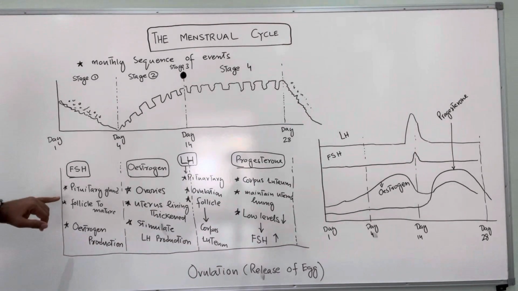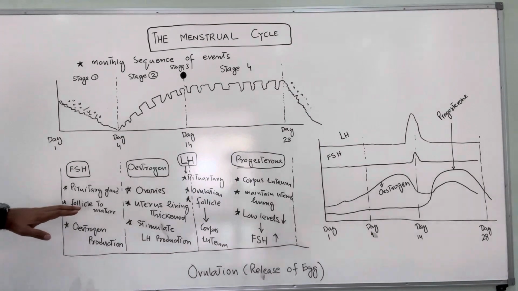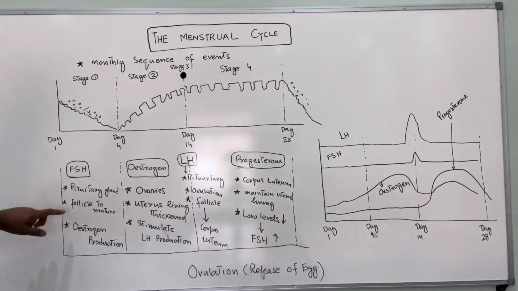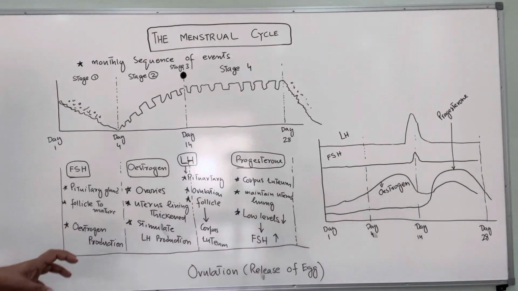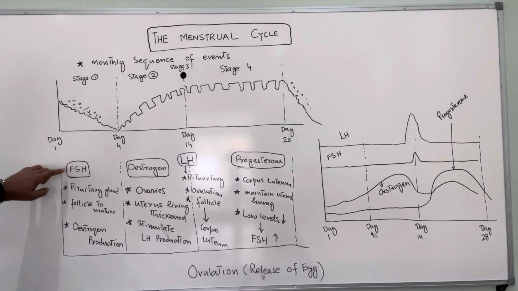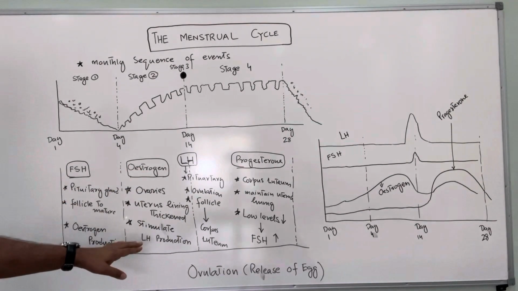So FSH, follicle stimulating hormone, helps the follicle to mature in the ovaries. A follicle is a structure of cells around the egg cell, which is a female sex cell. So the total structure, egg and the surrounding cells, is called the follicle. This hormone is also involved in the stimulation of estrogen production, which is the next hormone.